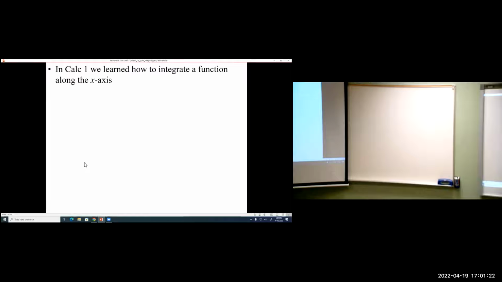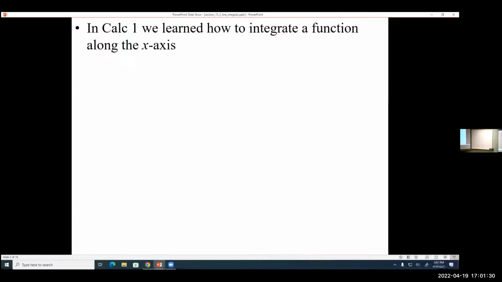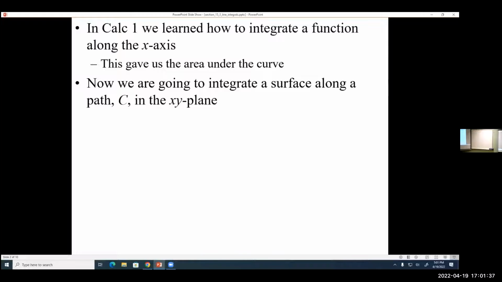So in Calc 1, what we did is we integrated a function along the x-axis, right? Most of our integrals were in terms of x. We're basically integrating along the x-axis. Gave us the area under the curve.